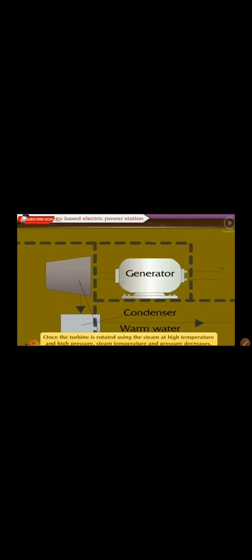Once the turbine is rotated using the steam at high temperature and high pressure, steam temperature and steam pressure decrease. This steam is then converted back to water by taking out heat from it, that is, by cooling it. The cooling process is done in the condenser using water in the cooling tower. The water in the cooling tower is circulated through the condenser. Heat energy in the steam is given to the water and the steam condenses back to water.